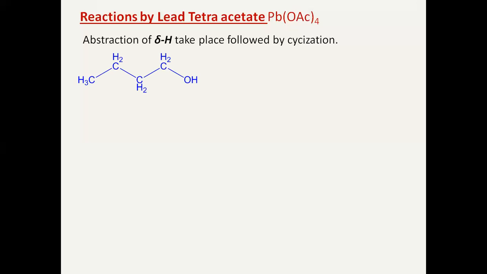See, the example is there before you of an alcohol, n-butyl alcohol. This n-butyl alcohol has how many types of carbon? You see, alpha, beta, gamma, delta. It has four types of carbon: alpha, beta, gamma, delta. You can see. So delta abstraction takes place. You will get this product.